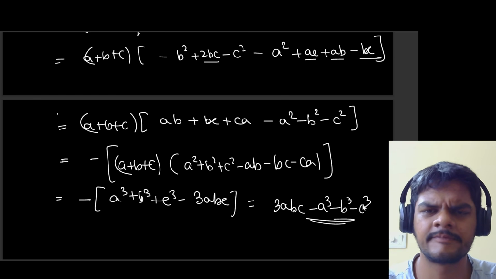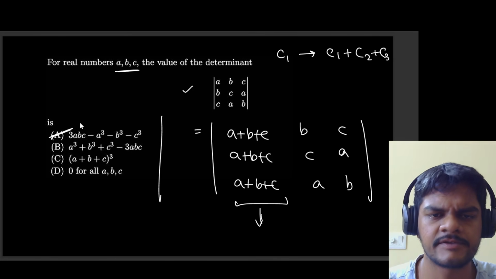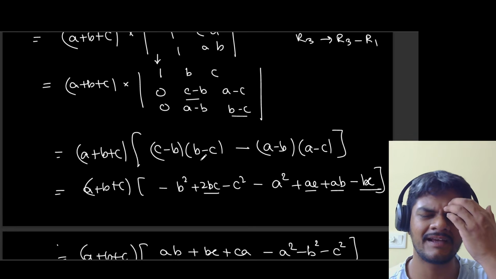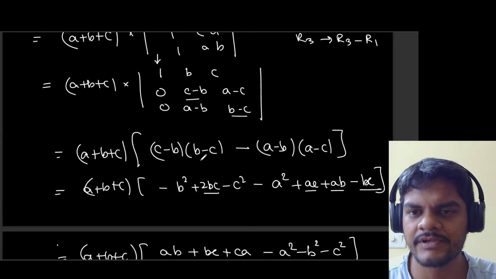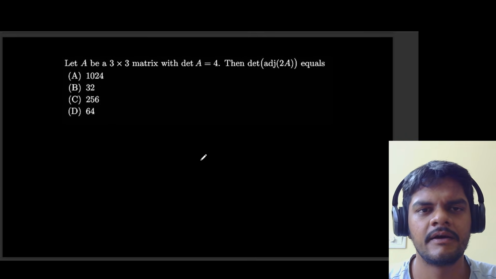I think one of the options had this. So 3abc is the first option. So, I hope it is clear. I think if you have done basic amount of determinants, this question should be very, very straightforward. It's a very obvious question. All right.